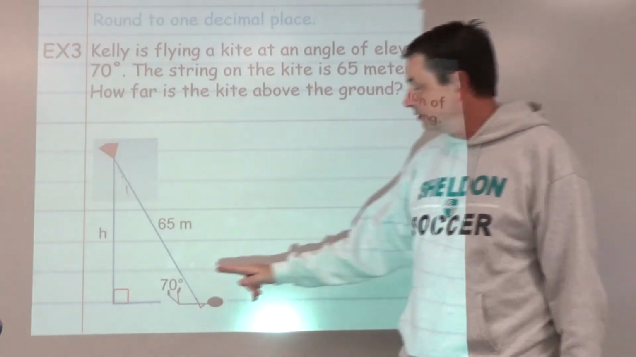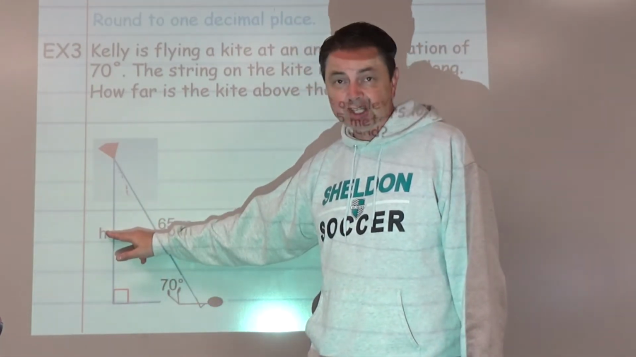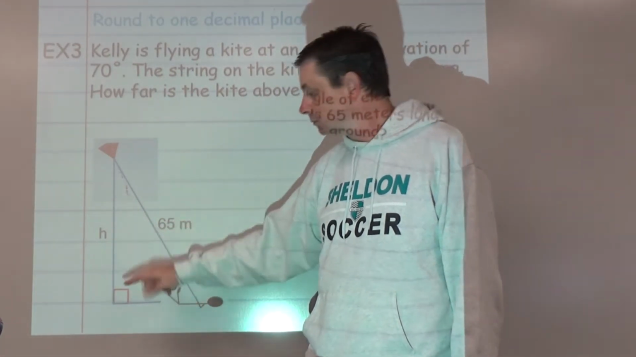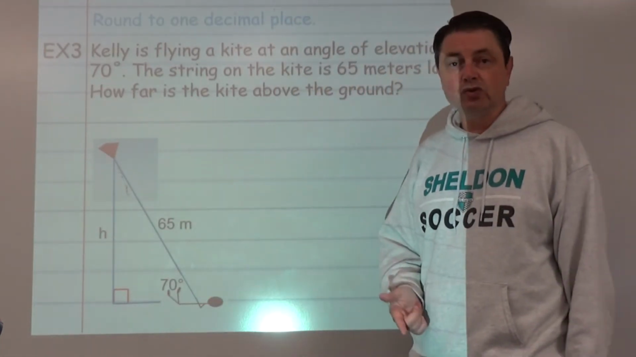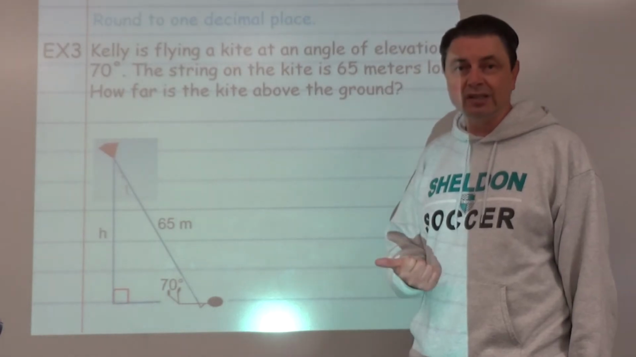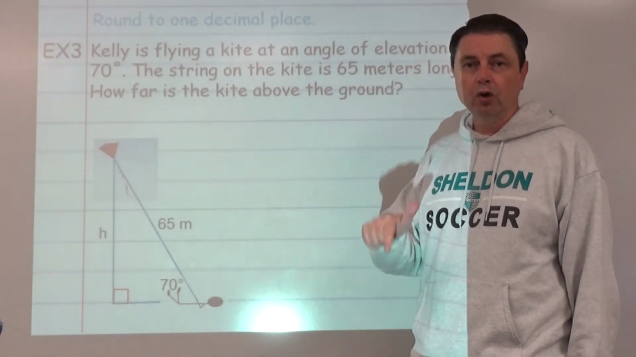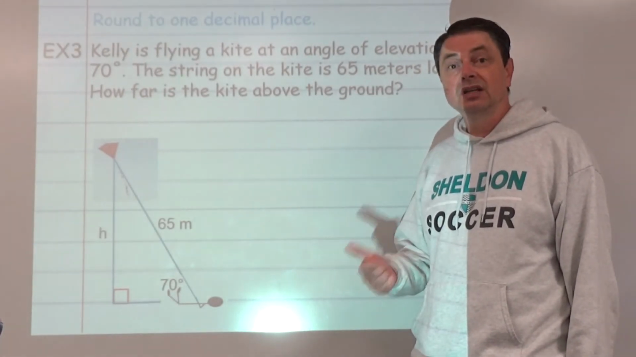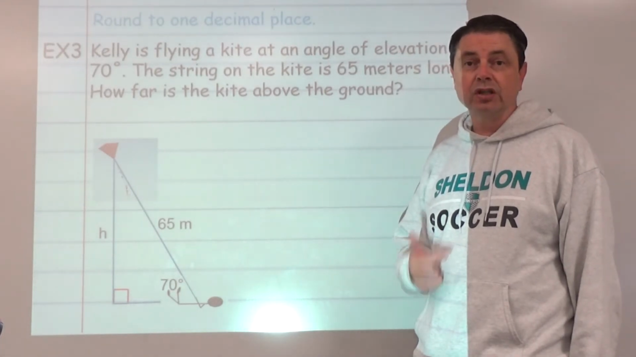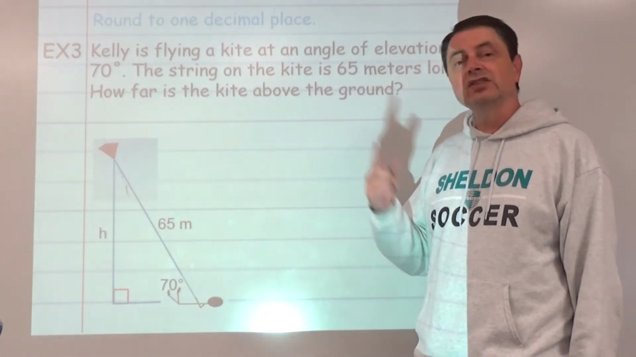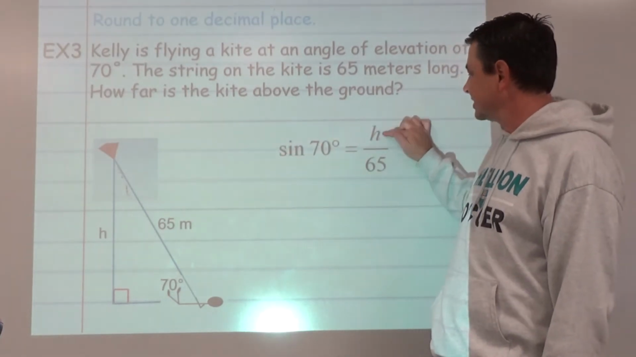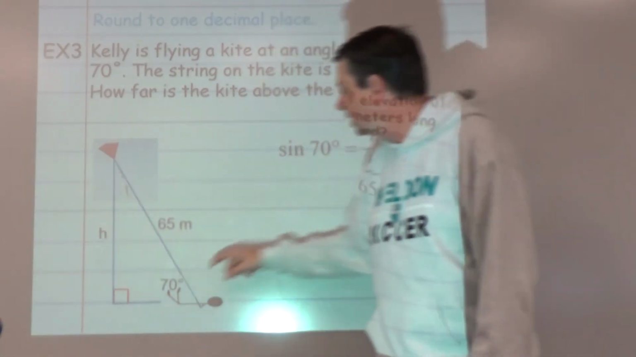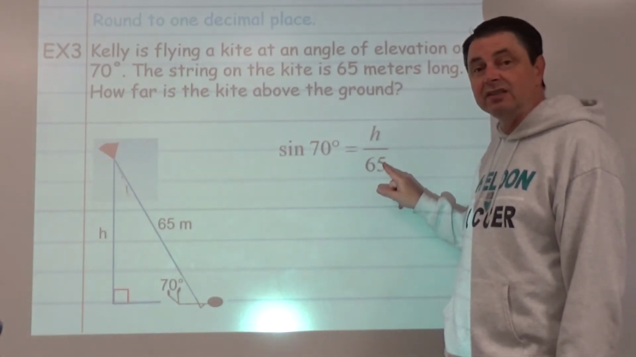Here's what we have. H is the opposite. 65 is the hypotenuse. So we're dealing with opposite and hypotenuse, O and H. I think that's the sine function. So SOH-CAH-TOA, sine is opposite over hypotenuse. So the sine of 70 degrees is opposite, the H, divided by hypotenuse, the 65.